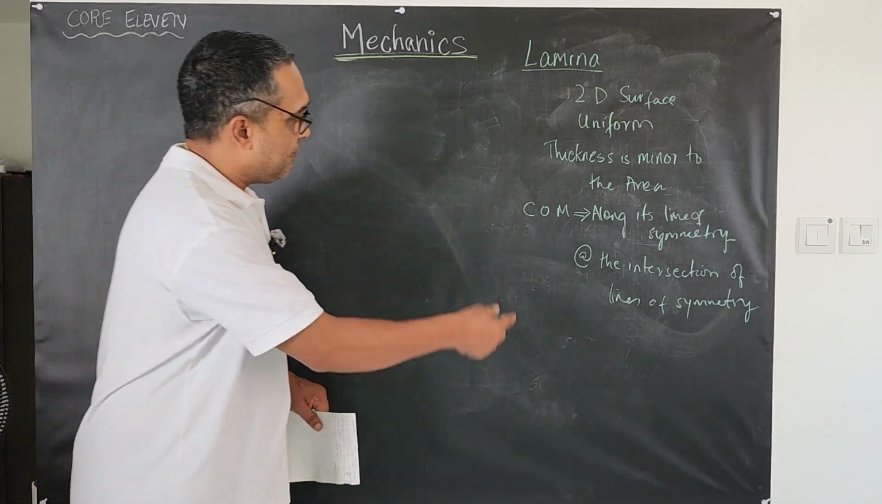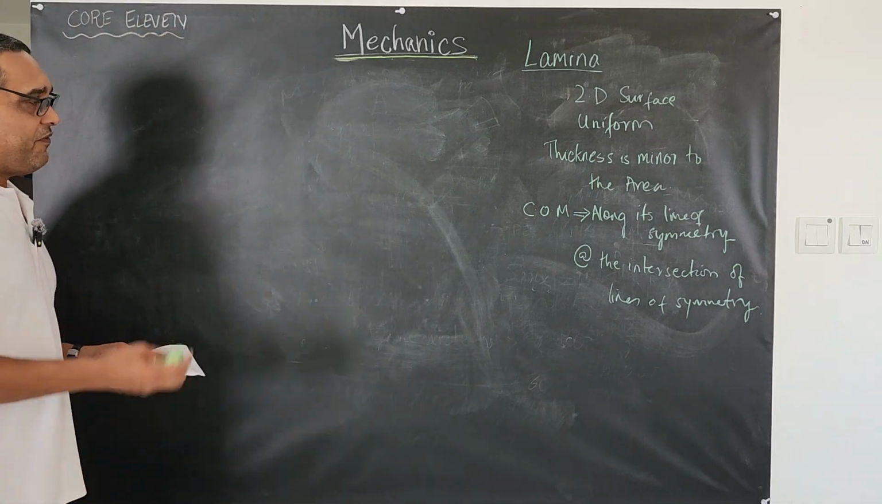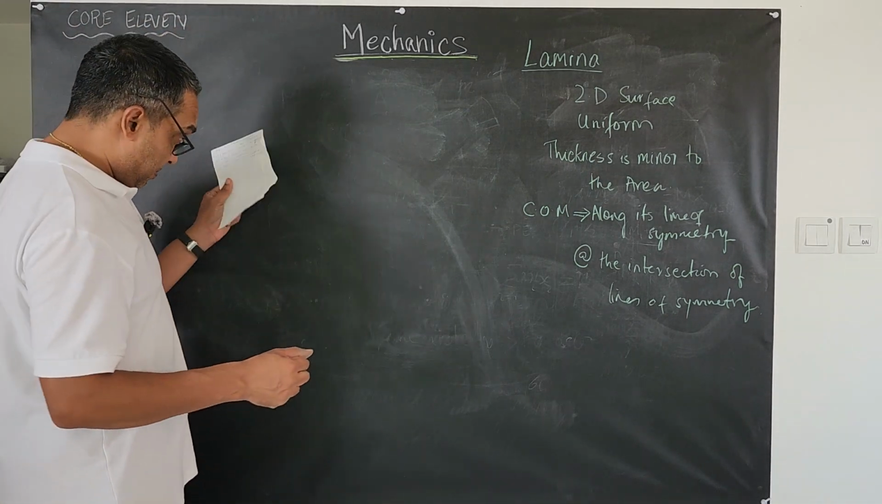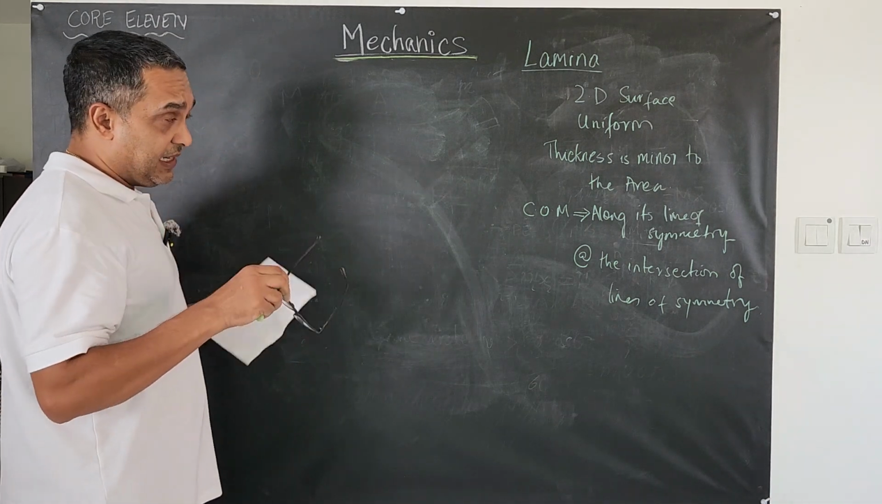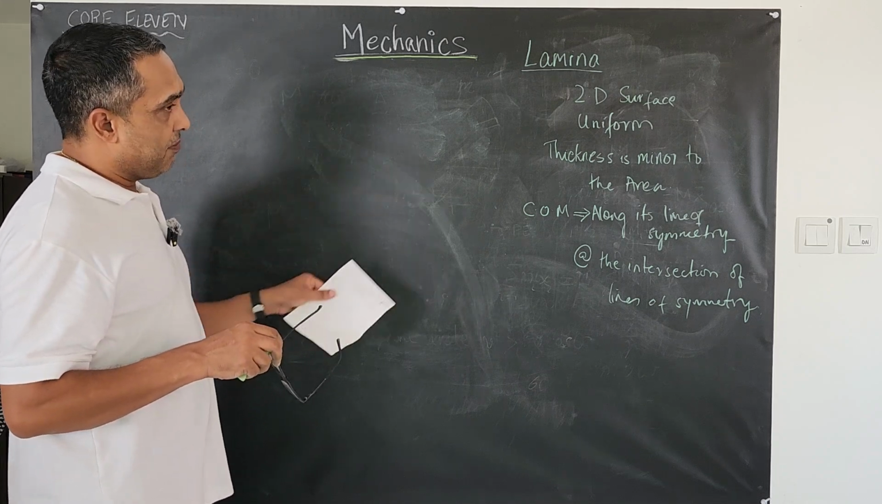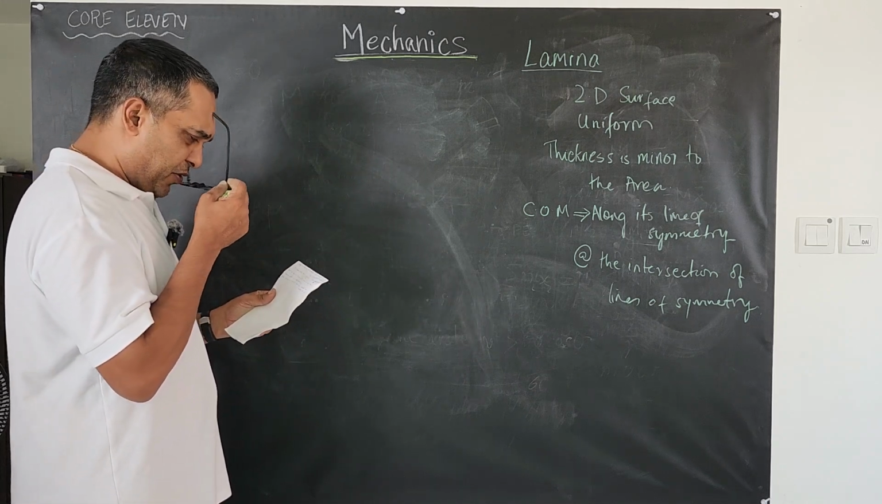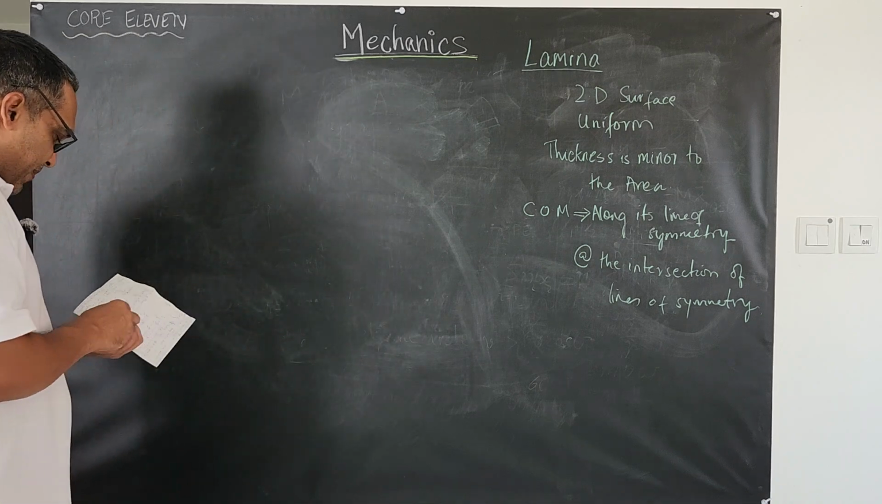So I did talk about center of mass on a line of symmetry, intersection of symmetry. Very easy for squares, rectangles, very easy for circles. When it comes to triangles, remember the centroid 2 by 3 relationship. And if you get the little pizza slice, then you've got to remember that too. Okay, now let's get to complex lamina.